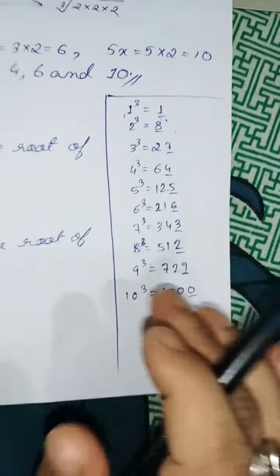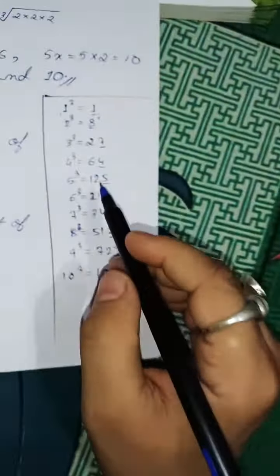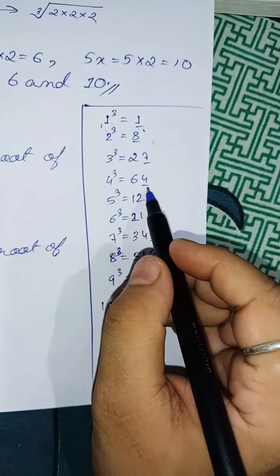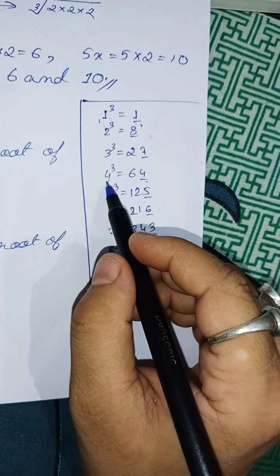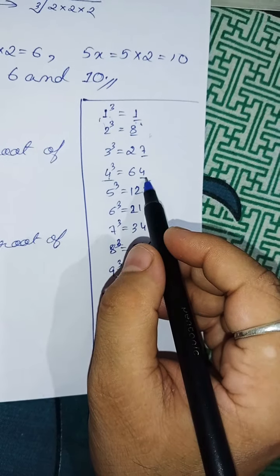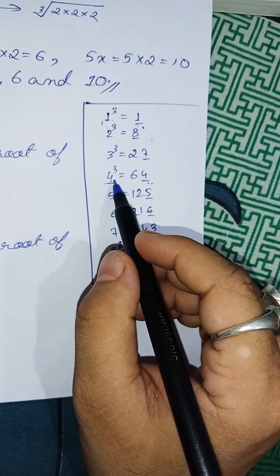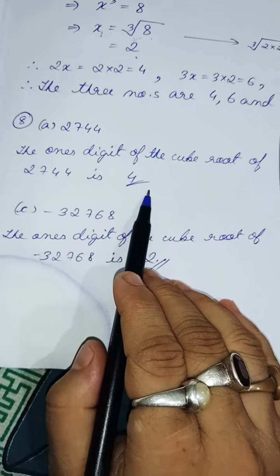So if I check 2744, the last digit is 4. When do we get a cube number ending in 4? When the original number has 4 in the unit place. If I do the cube of 4, I get 4 in the unit place. So if I take the cube root of a number ending in 4, I'll get 4 in the unit place of the cube root. So the ones digit of the cube root of 2744 is 4.